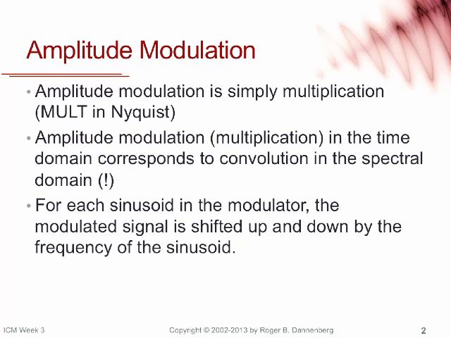There's a mult function in Nyquist. There's the multiplication operator in Nyquist that you can use. Amplitude modulation, or multiplication in the time domain, corresponds to convolution in the spectral domain. Okay, so what's convolution? Well, for the examples we're looking at, what convolution does is, for each sinusoid in the modulator, the modulated signal is shifted up and down in frequency by the frequency of the modulator.